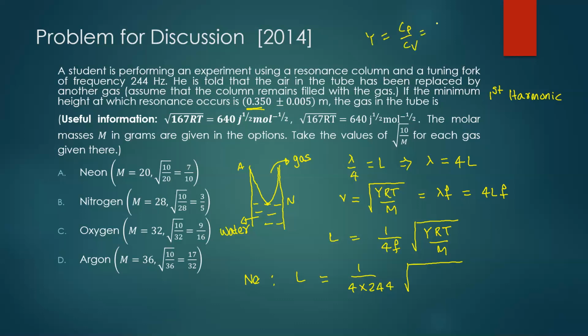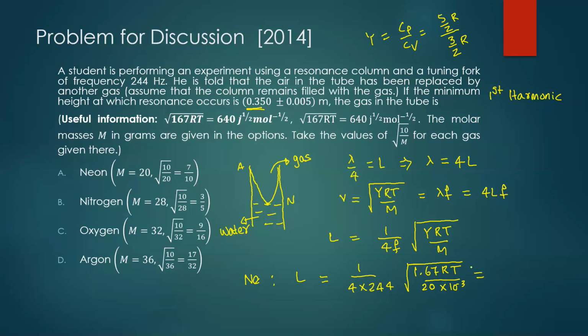Cp is 5 by 2 R and Cv is 3 by 2 R for monoatomic gases. So you will get 5 by 3, which is 1.67. So we can take that as 1.67 into RT by the molar mass, which is 20 grams. If I convert that into kgs, I'll get 20 into 10 to the power minus 3 kgs.